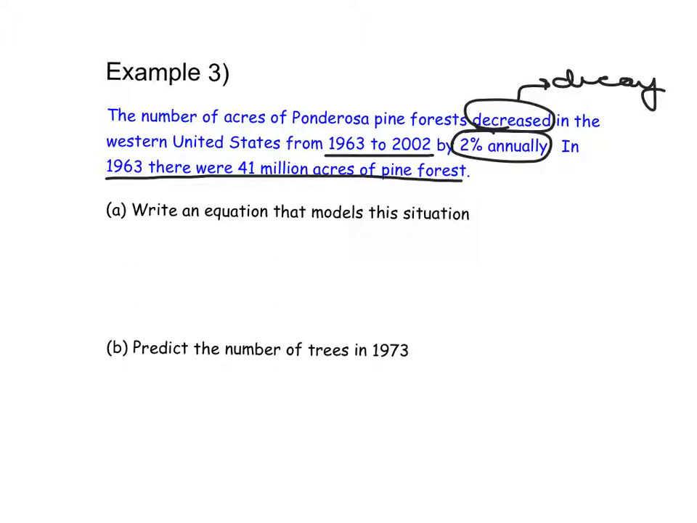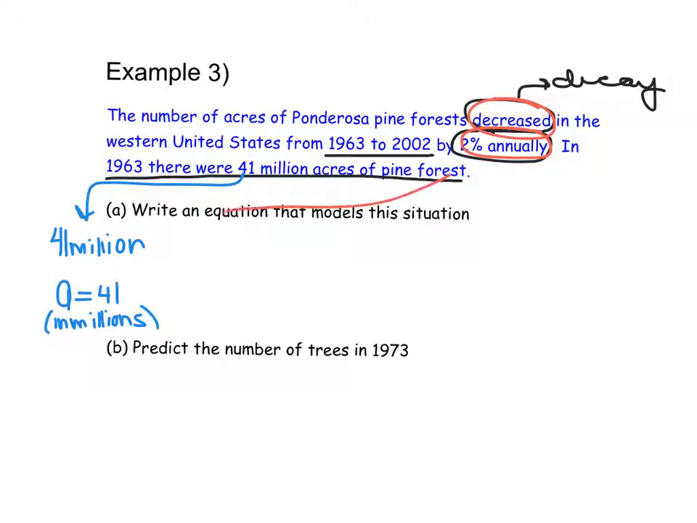Well, the first thing I notice is that I had 41 million as my initial amount of trees in 1963. So I'm going to set my A value equal to 41, knowing that my answer is going to be in millions. And then from here, I notice that I am decreasing over time. That's telling me that I'm decaying, and I'm decreasing by 2% each year.